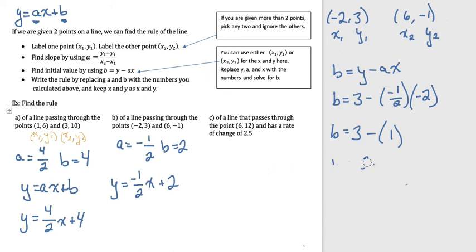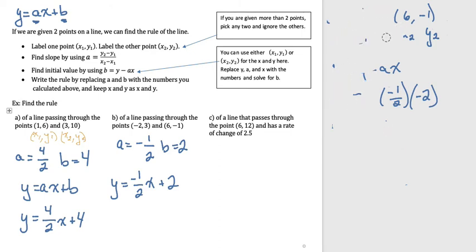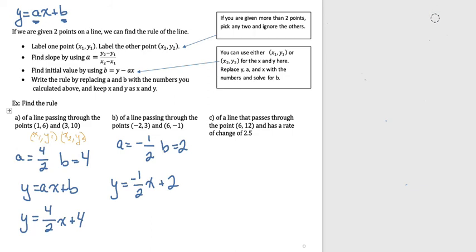This last example, we aren't given 2 points, but it's actually easier than if we were. So this last example says, find the rule of a line that passes through the point 6, 12 and has a rate of change of 2.5. Now, I just got done saying that we should keep our rate of change or our slopes in fraction form. In this question, we're given it as a decimal, so we can just leave it as a decimal. Remember, rate of change is slope. Slope is a. We're told what it is. We don't have to do any calculations. This question tells us that a equals 2.5.